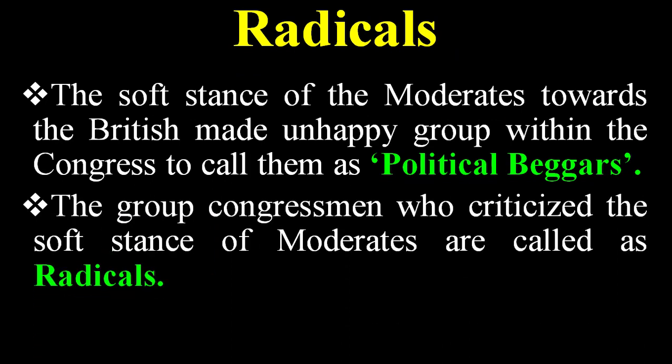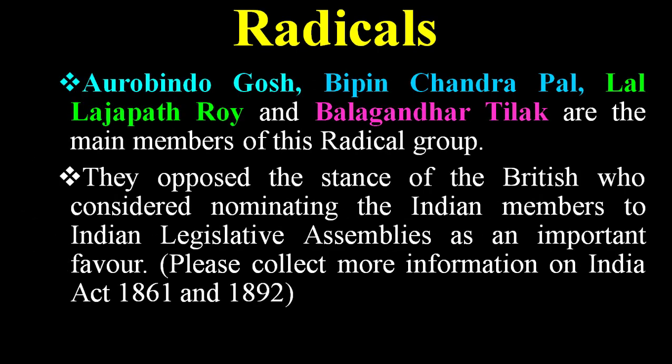The soft stance of the moderates towards the British made a group within the Congress unhappy, and they called the moderates political beggars. The Congressmen who criticized the soft stance of the moderates are called the radicals. Aurobindo Ghosh, Bipin Chandra Pal, Lala Lajpat Rai and Bal Gangadhar Tilak are the main members of this radical group. They opposed the British practice of nominating Indian members to the Indian Legislative Assemblies.